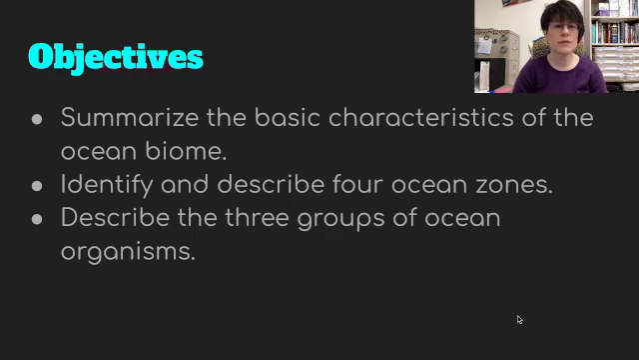So our objectives today will be to summarize the basic characteristics of the ocean biome, identify and describe 4 ocean zones, and describe the 3 groups of ocean organisms.